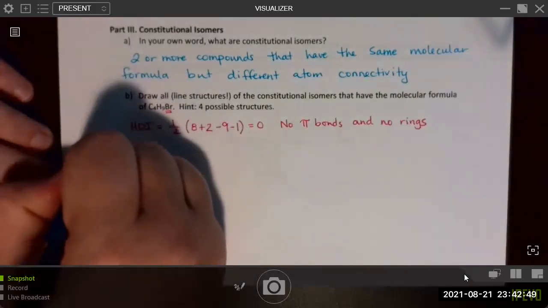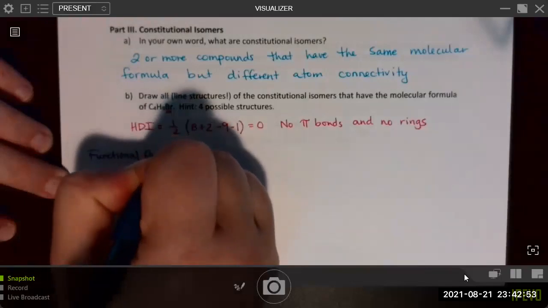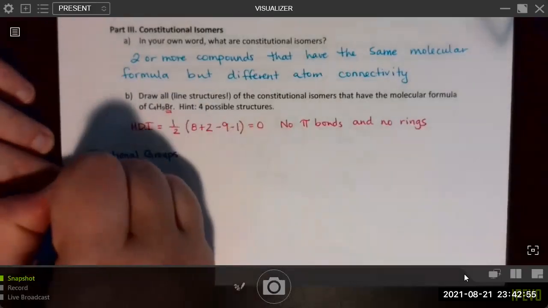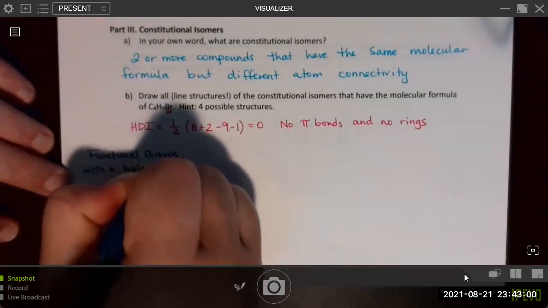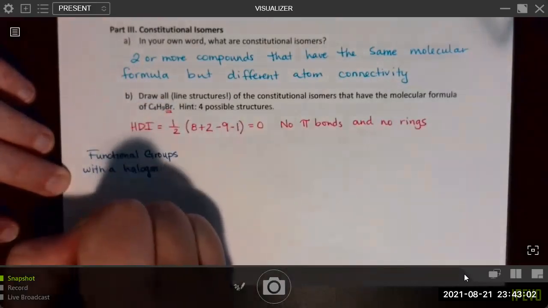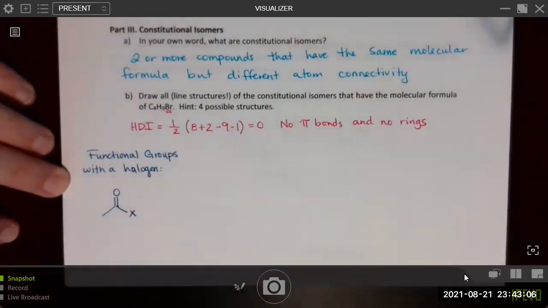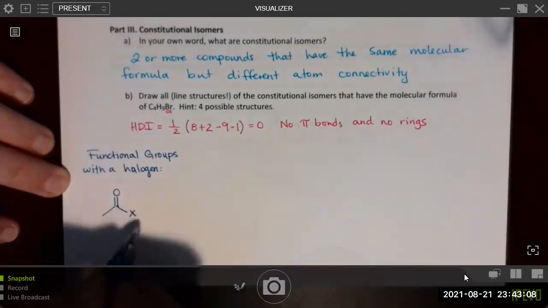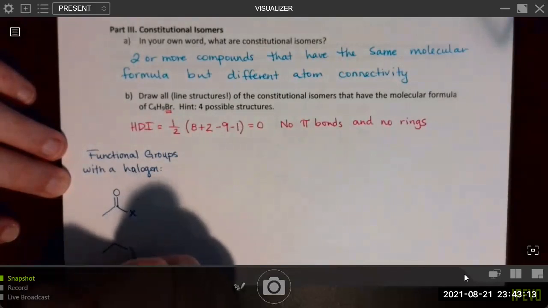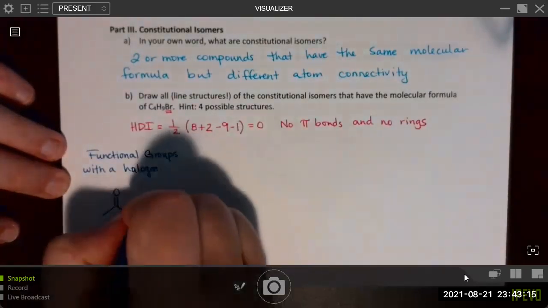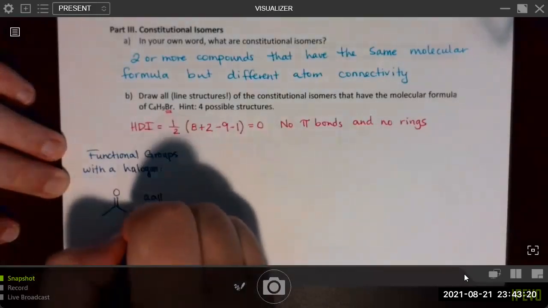So the functional groups with a halogen. I'll just use X generically. In this case, it would be bromine, but it could be chlorine or a different halogen. Or we have the alkyl halide. We want to know what functional group we should be going for.